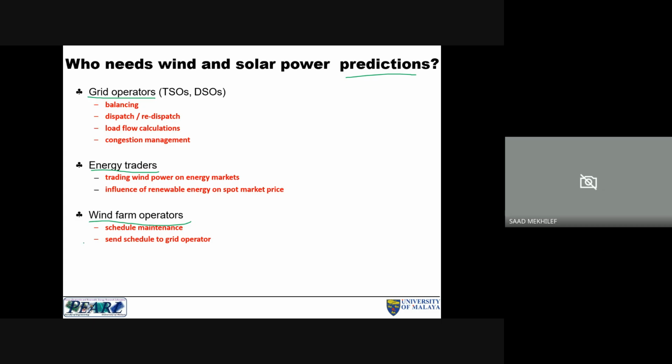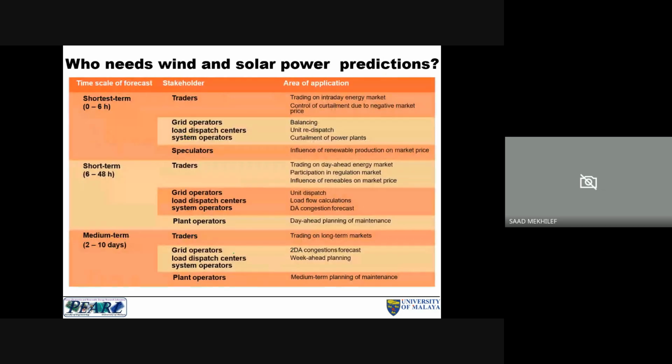Then also the wind farm operators. They are very interested in this because they need to schedule maintenance. For example, if they expect no wind in the next couple of days, with wind speed below the cut-in speed, that's the time they can do maintenance or repairs, and then send the schedule to the grid operators. So that's why and who will be interested in the forecasting or prediction of the wind turbines.